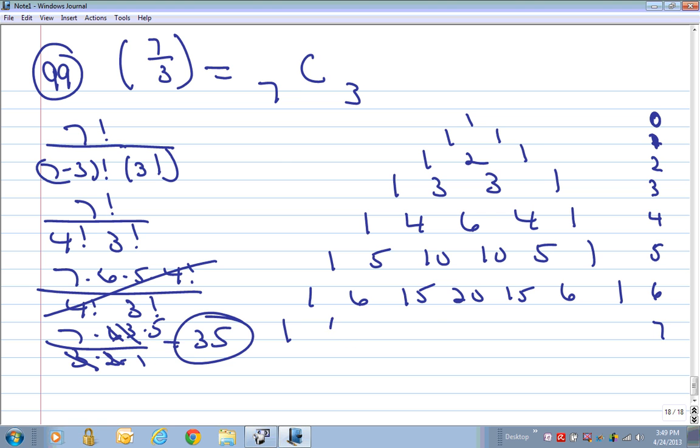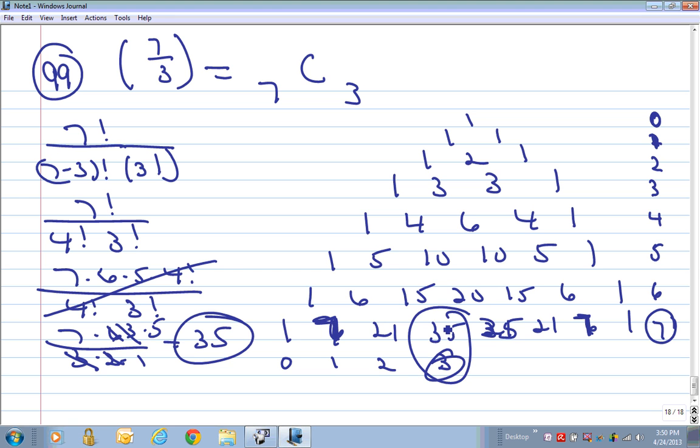So that would be 1, 7. That would be 21. That would be 35. That would be 35 again. 21, 7, 1, and 1. All right, so there's my 7th row, and I want the third term, which is really, if you count this as term 0, 1, 2, 3, then that makes my third term 35. There it is on our triangle.